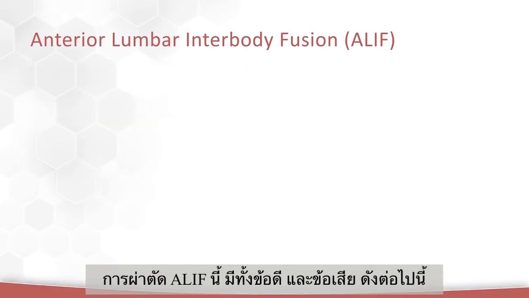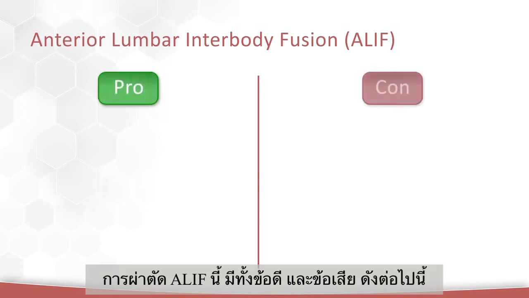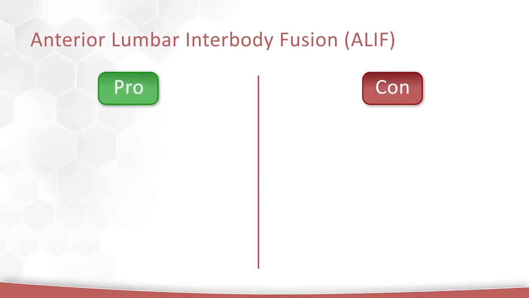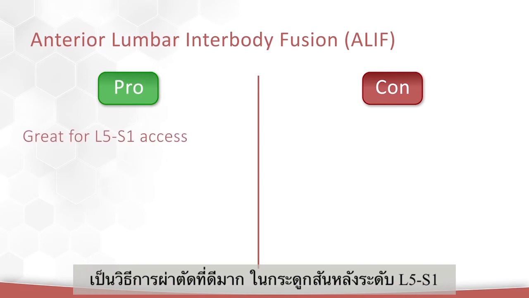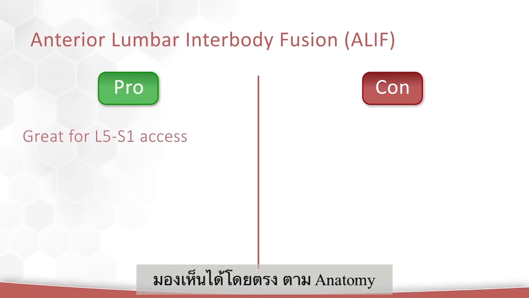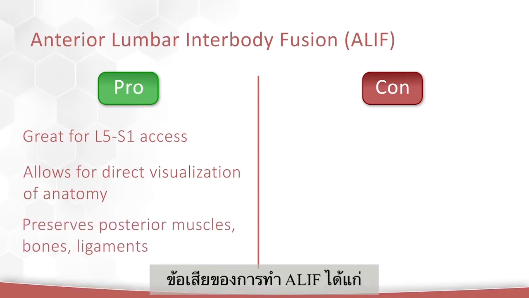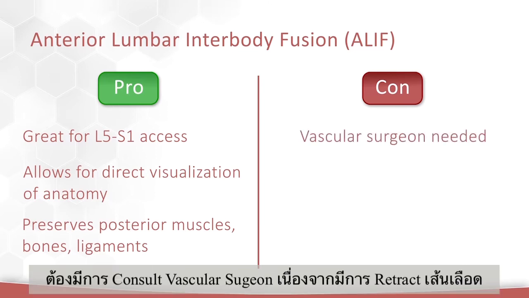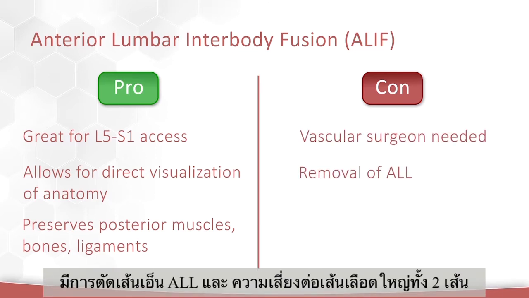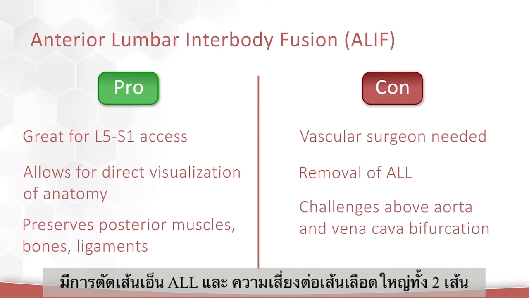As with any procedure, there are both pros and cons. To touch on just a few positives of ALIF, it is great for L5-S1 access, allows for direct visualization of anatomy, and preserves posterior muscles, bones, and ligaments. Negatives of the ALIF procedure include the need for a vascular surgeon, removal of the ALL, and potential challenges of above the aorta and vena cava bifurcation.